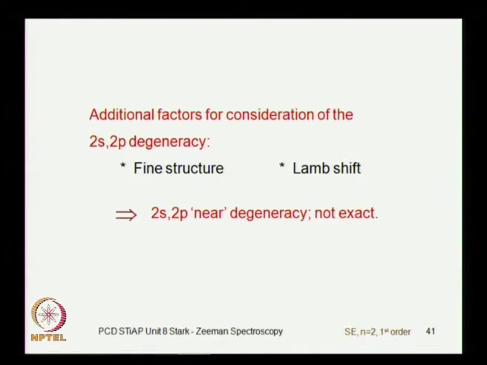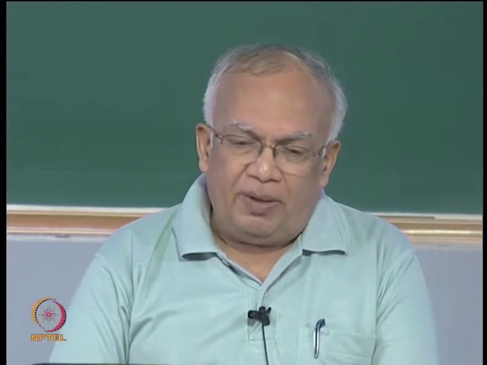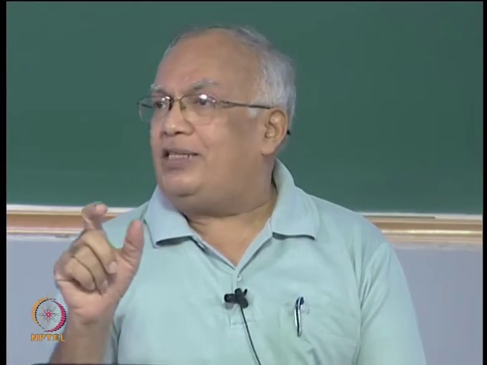Now, of course, we have made some approximations. There are some additional factors to be considered. You have to consider the fine structure, you have to consider the Lamb shift, and there will be some corrections due to that. So, as a result of these, 2s and 2p are near degenerate, and 2p has additional splitting, which is the spin orbit splitting. So, there are some additional details to be plugged in, and there are other interesting consequences of the mixing of the 2s and 2p states.